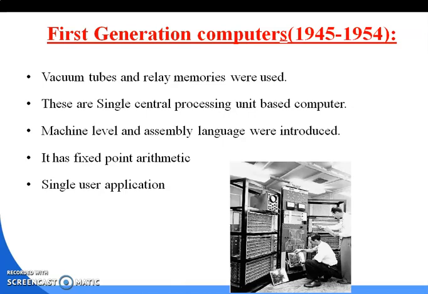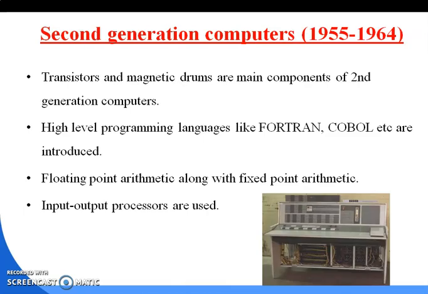In the first generation computer, the main components were vacuum tubes and relay memories. These were single central processing unit based computers. Machine level and assembly language were introduced. It has fixed point arithmetic and single user applications. So these are the main things under the first generation computers.